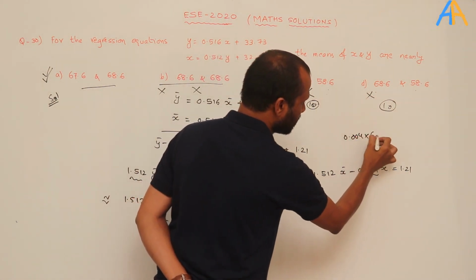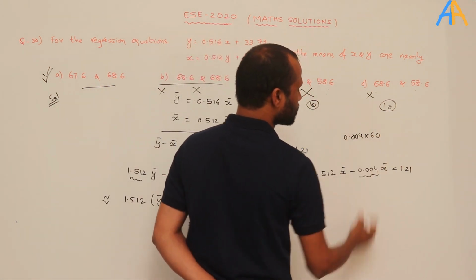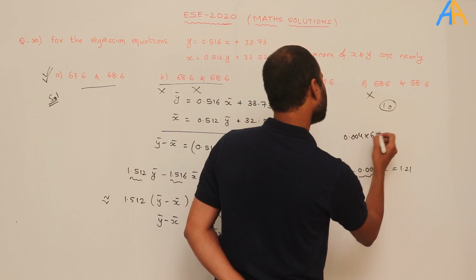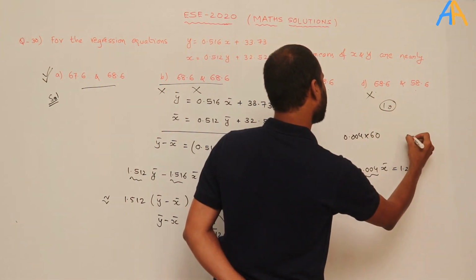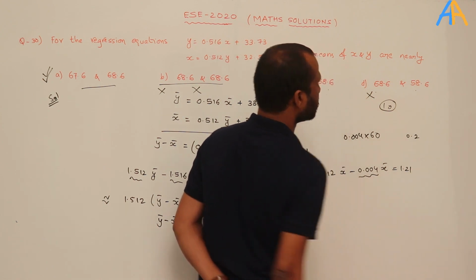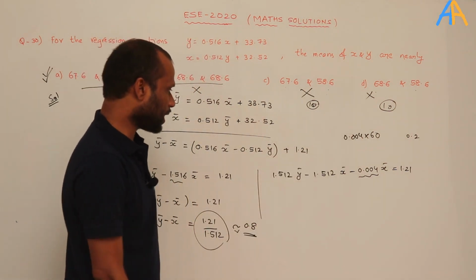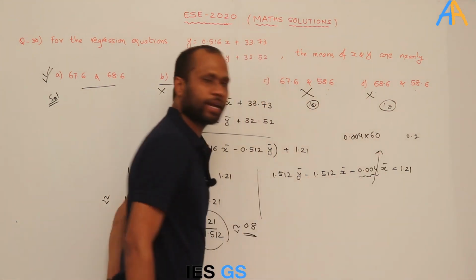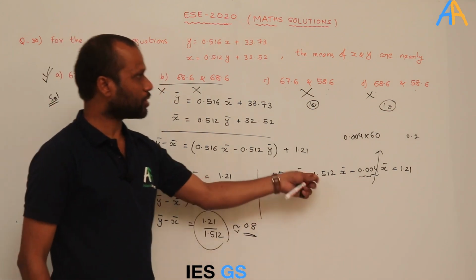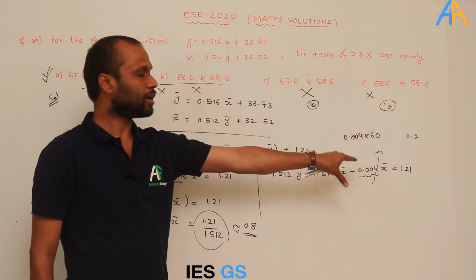So what will 0.004 into 60 be? It will be approximately, 6 4s are 24, so about 0.2. That is a very small number, so we can neglect it, and we will be left with this. That's what I have done here. So when you make these assumptions, please check the options also, to see whether the assumptions you are taking are valid or not.